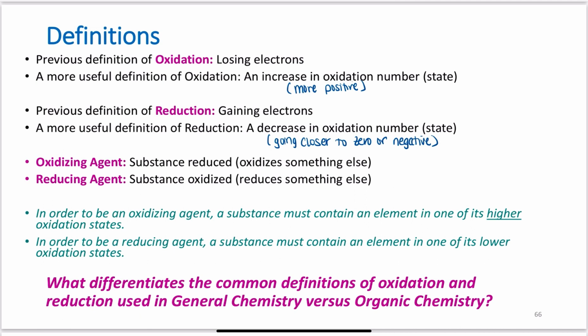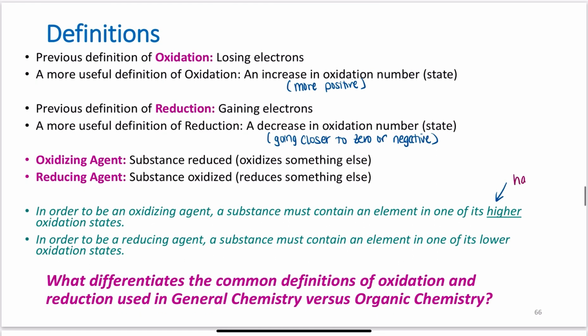An oxidizing agent is a substance that is reduced and oxidizes something else. And a reducing agent is a substance that is oxidized, and it's reducing something else. In order to be an oxidizing agent, a substance must contain an element in one of its higher oxidation states. Again, to be an oxidizing agent, it has to be reduced itself. Higher oxidation states meaning it has to be able to accept electrons. In order to be a reducing agent, a substance must contain an element in one of its lower oxidation states, because in order to be a reducing agent, it has to be oxidized itself. It has to be able to lose electrons.